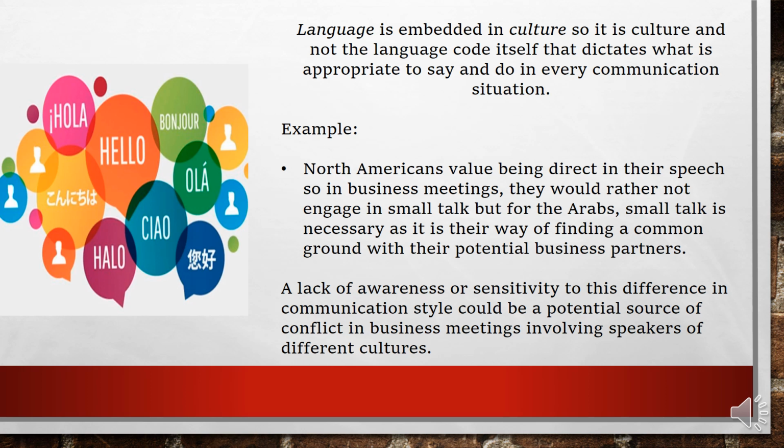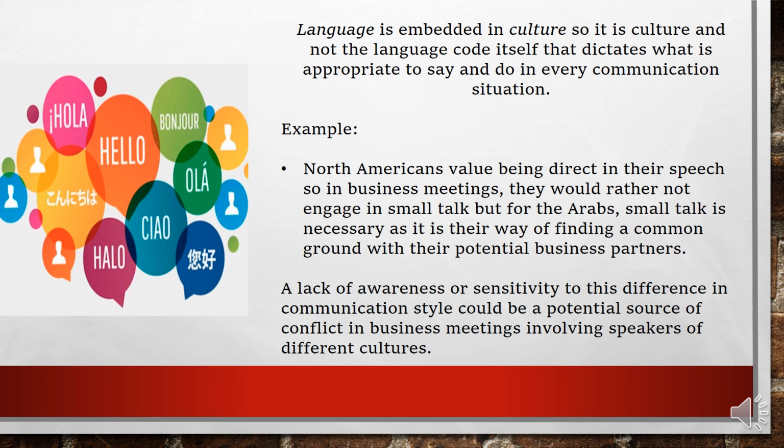So here is an example. North Americans value being direct in their speech, so in business meetings, they would rather not engage in small talk. But for the Arabs, small talk is necessary as it is their way of finding common ground with their potential business partners. So, meaning, it is not only words, it is not only the message that you are going to send to the one you are talking with. It is necessary that you also know their culture and how they communicate.